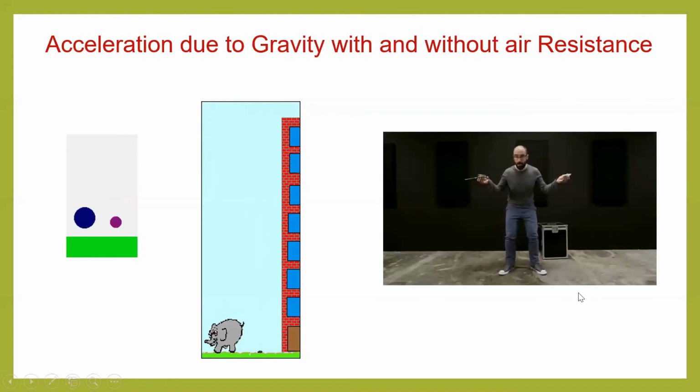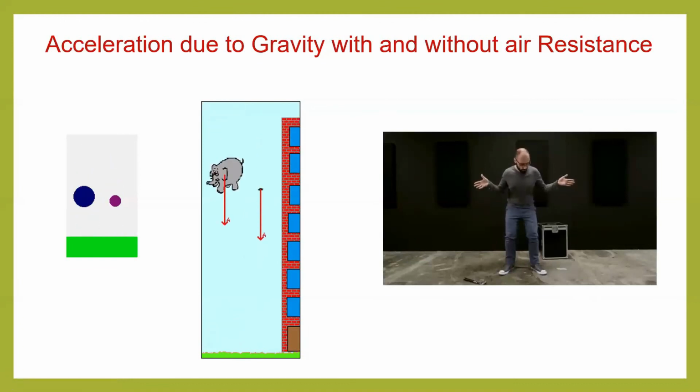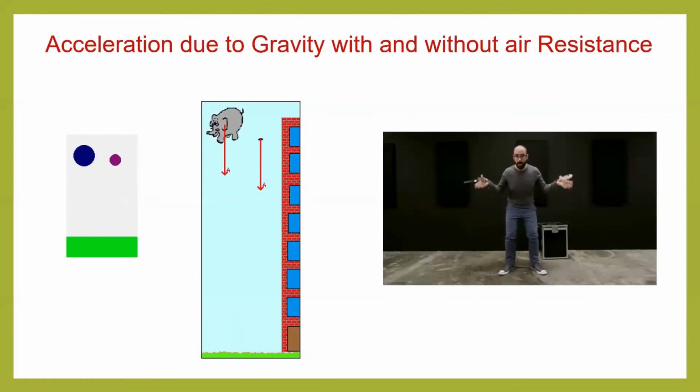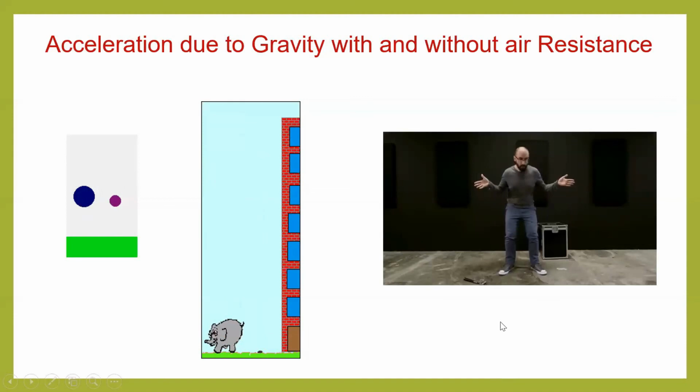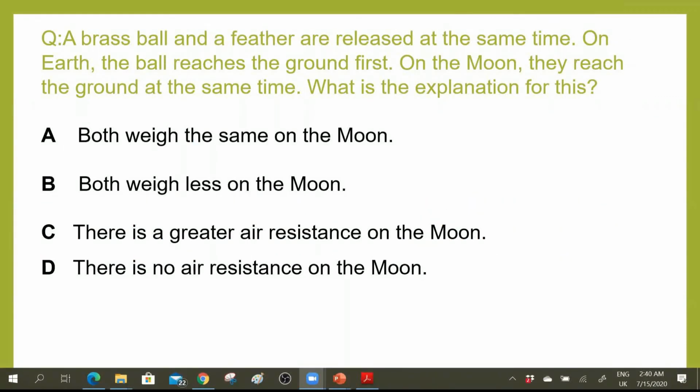So that experiment was done on the moon, and when astronauts dropped a hammer and a feather at the same time, they reached the surface of the moon at the same time. That proved that there is no air resistance acting at the surface of the moon. Now we are going to practice another question.